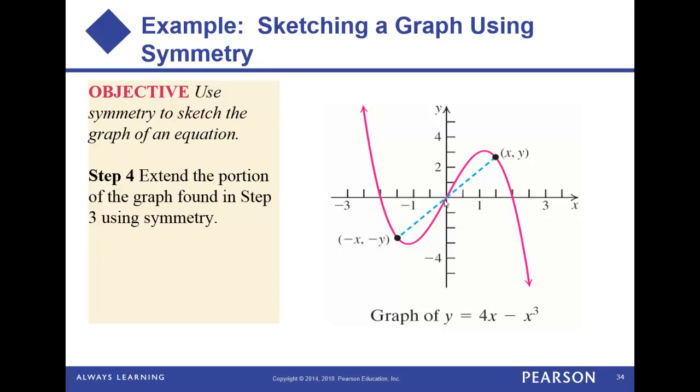So notice, with one piece, you can figure out what the graph of the other piece looks like easily. And again, why do we do this? Because in calculus, if you know symmetry, you can graph something a lot faster just by computing one side and knowing that you can fill in the rest with symmetry.